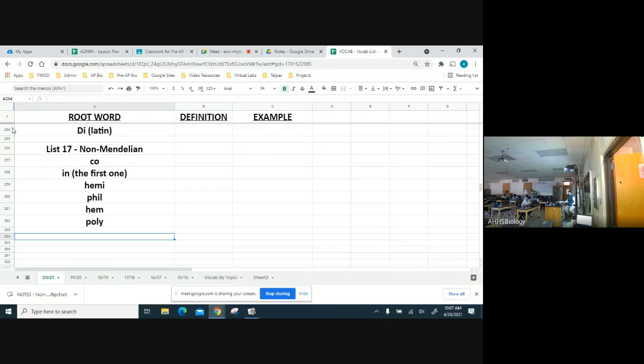Hemorrhoid. That one is spelled really weird, but it does have to do with blood. So I'll give you that one. But what we're going to talk about is combining these two.